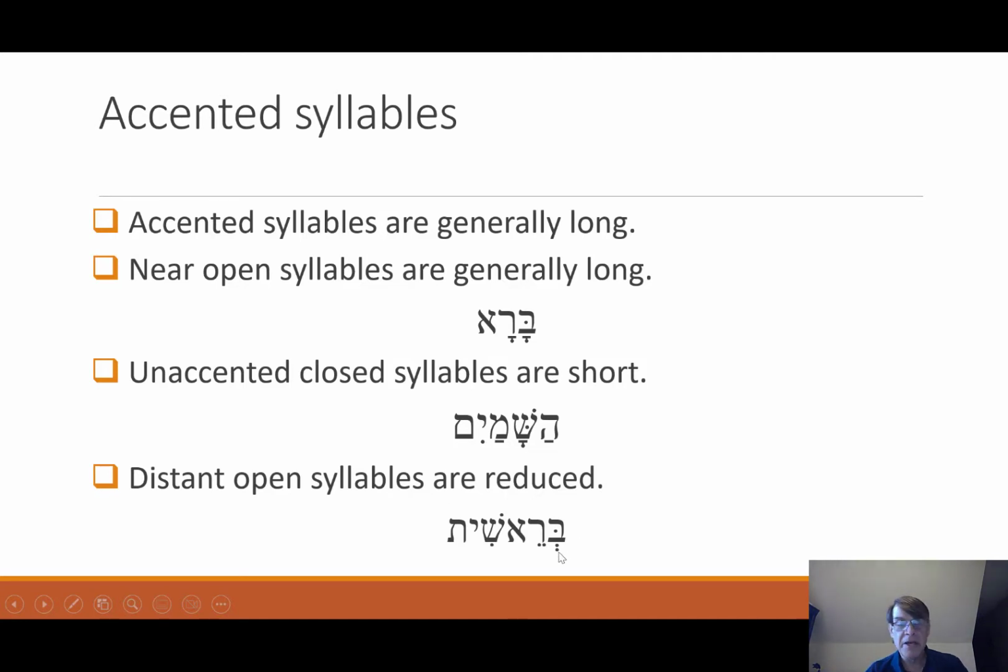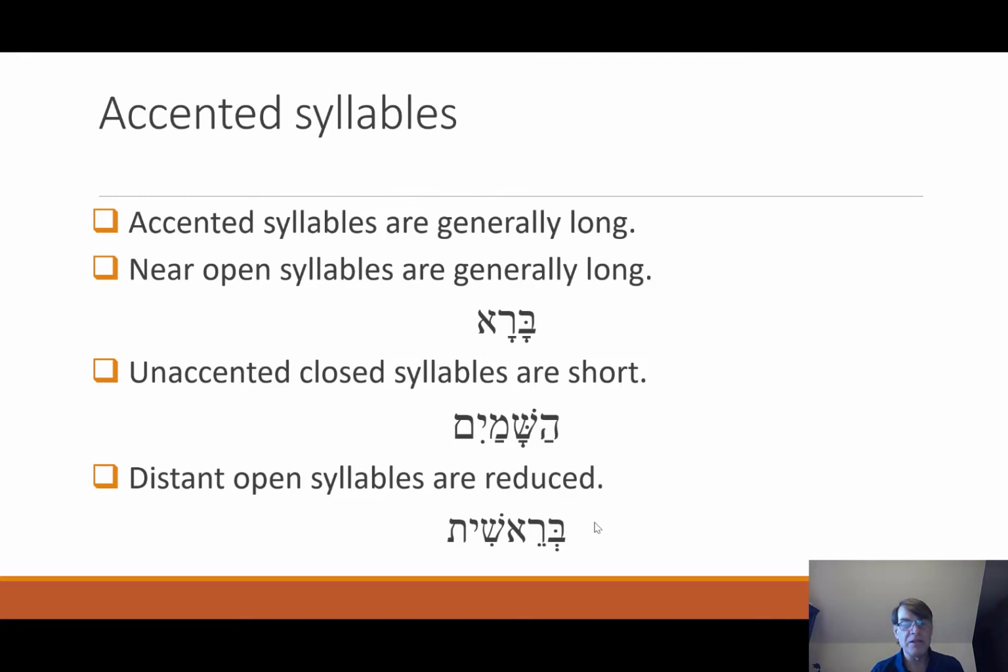Barely any sound, because you don't have as much breath. You've got to keep going, right? You've got to save your breath to get to the accent, because you need most of your breath for the accent, for the stress. So the farther away from the accent you get, the shorter the vowels will tend to be in Hebrew. So again, if you don't understand this slide, that's okay. This is for the gold.